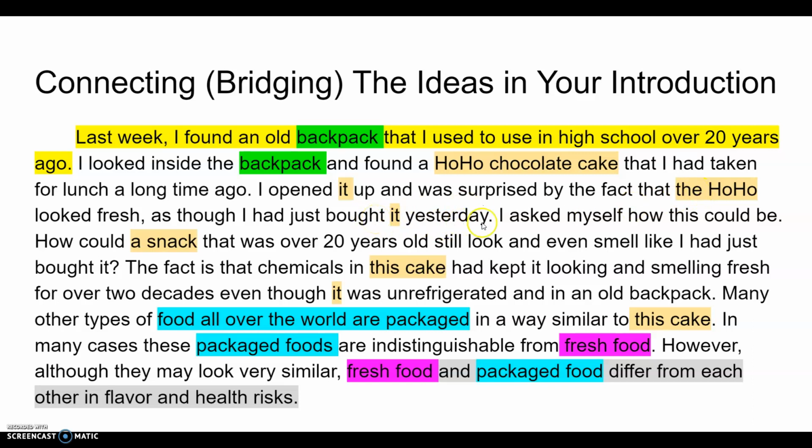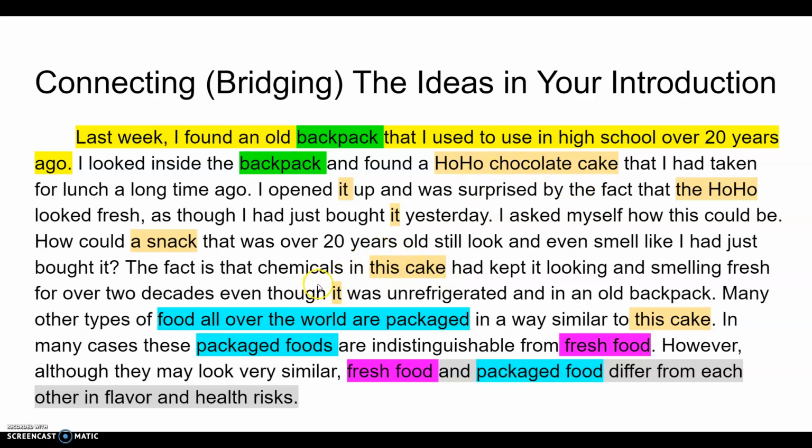If we continued, I asked myself how this could be. How could a snack that was over 20 years old still look and even smell like I had just bought it? So this snack is referring to the ho-ho cake again. The fact is that chemicals in this cake had kept it looking and smelling fresh for over 2 decades, even though it was unrefrigerated and in an old backpack. Many other types of food all over the world are packaged in a similar way to this cake. So you can see, again, I used the word cake to refer to this ho-ho chocolate cake.